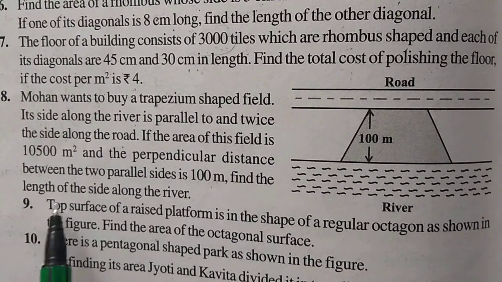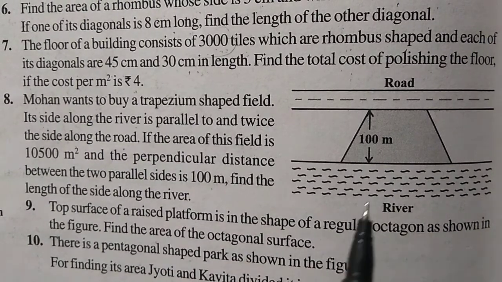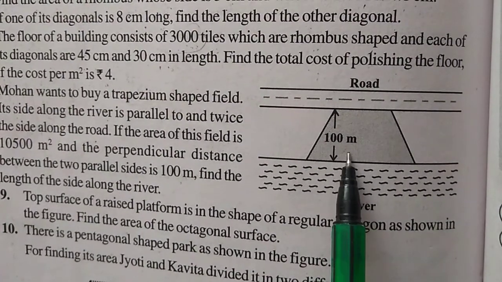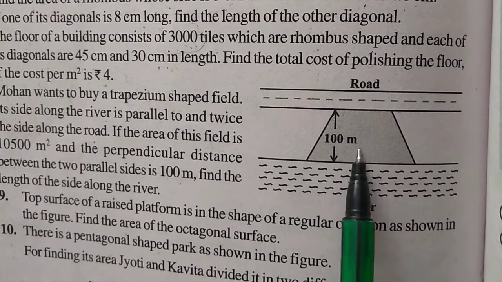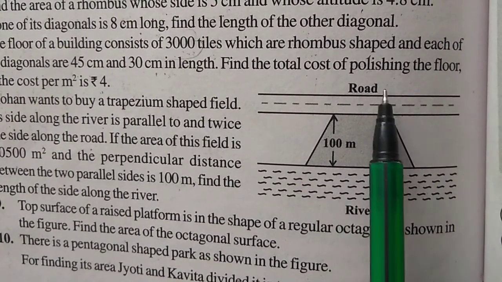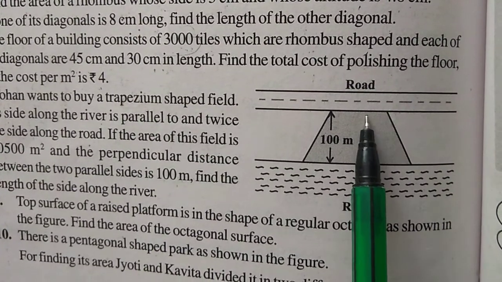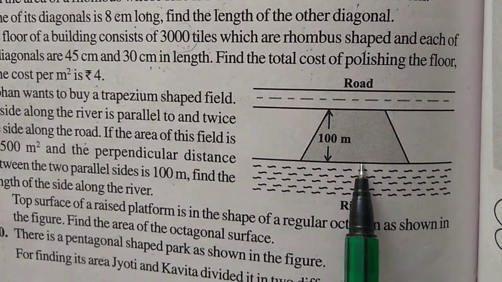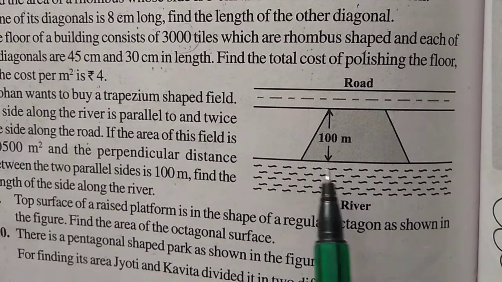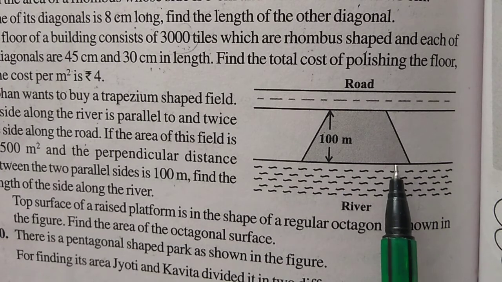So first, here they have given you the diagram, we will analyze it. So, Mohan wants to buy a trapezium shaped field. This shaded part you can see here, no? This is trapezium shaped field. One side he has a road and one side he has a river. So in the trapezium shaped field, you know the sides are parallel, no? So this parallel sides, how it has a shape, its side along the river is parallel to and twice along the side of the road.